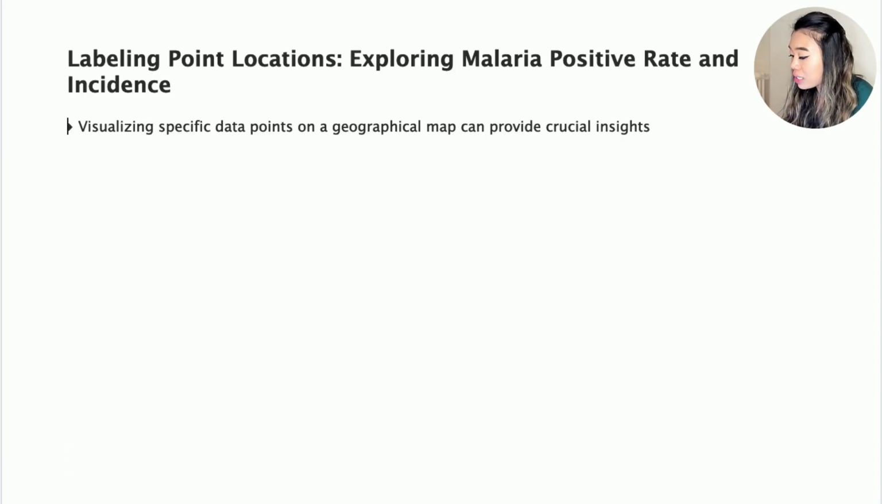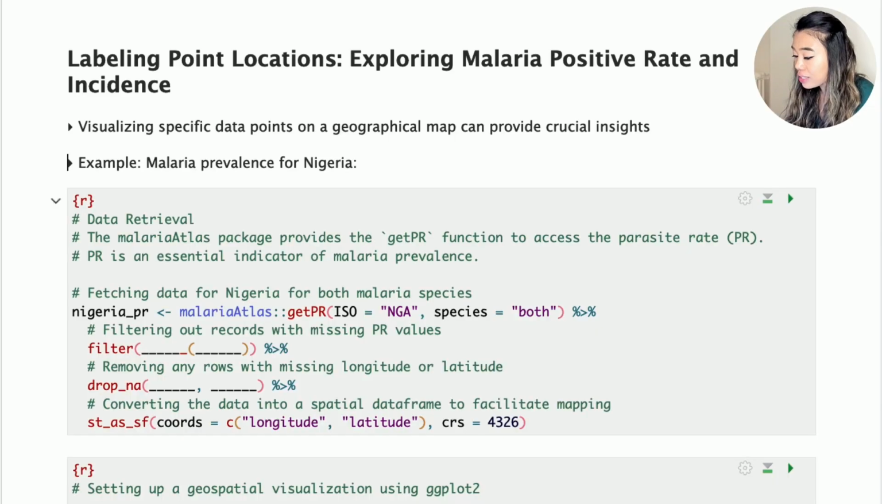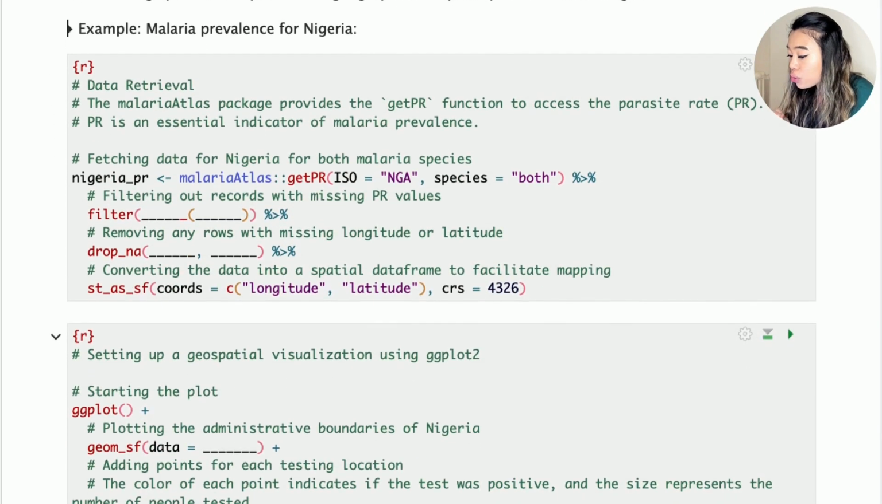Mapping and visualizing specific data points on a geographical map can provide crucial insights, especially when dealing with epidemiological data. To see this, let's delve into the code that we see below in order to understand the processes and the visualization we're aiming to achieve using, once again, malaria prevalence for Nigeria. In this code chunk, we're going to be using the getPR function from the malariaAtlas package to access the parasite rate, or PR, which is an essential indicator of malaria prevalence. This first argument is a parameter specifying Nigeria's country code, and this argument fetches data for both malaria species.